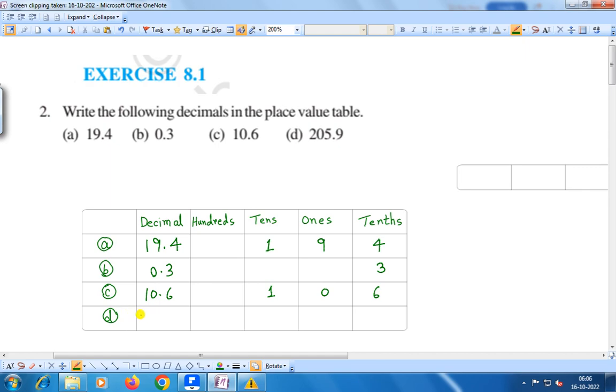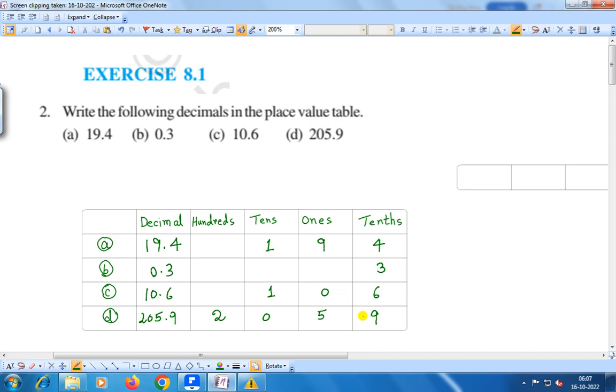205.9. Here you see that 5 is in ones place. Therefore, write in ones place it is 5. 0 is in tens place. Write 0 in tens place. And 2 in hundreds place. In hundreds place we write 2. And 9 is in tenth place, we write 9 in tenth place.